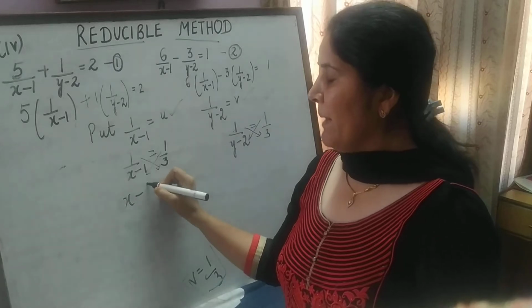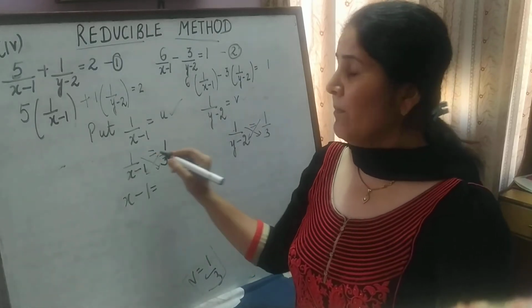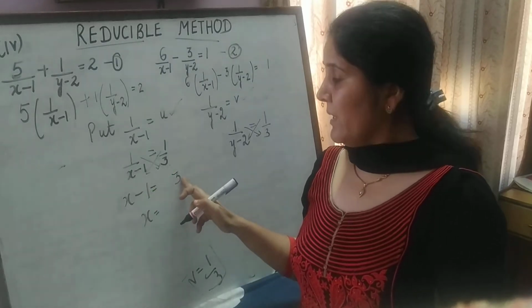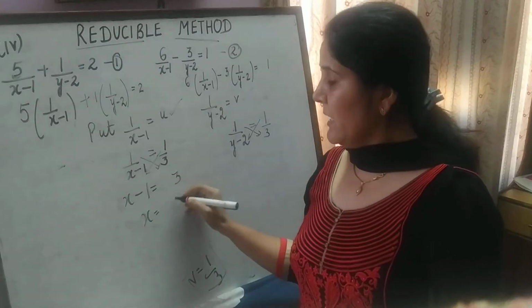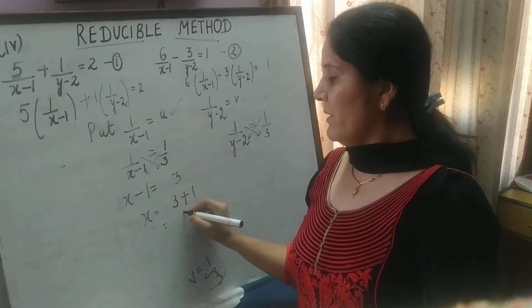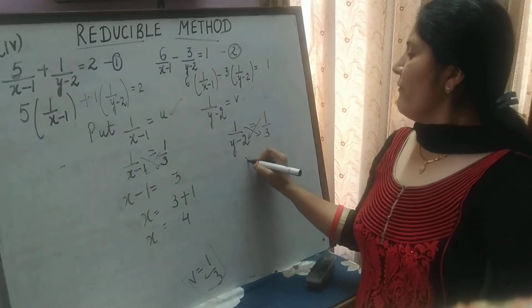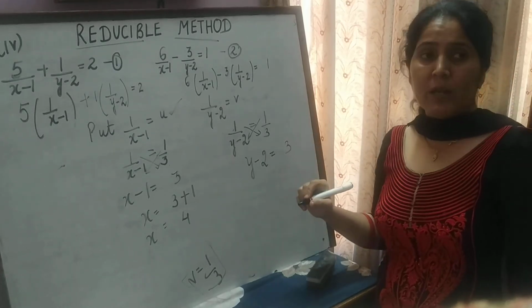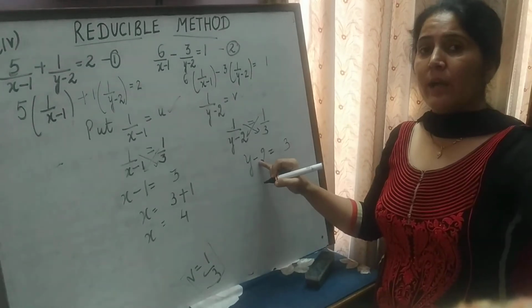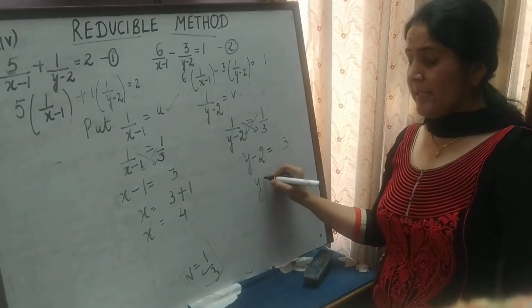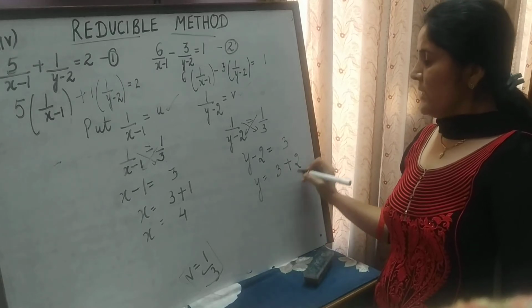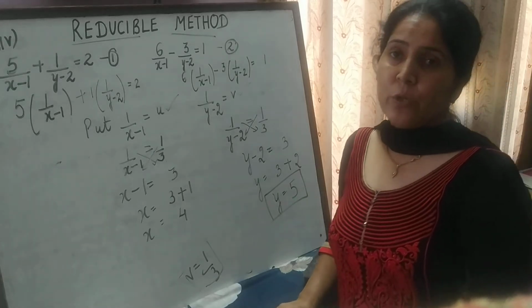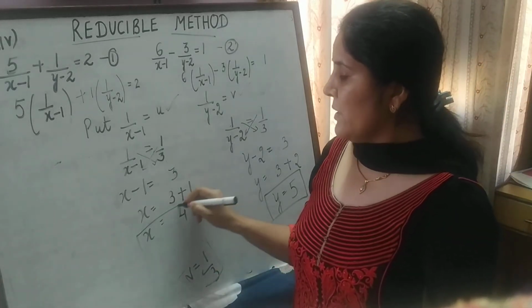x minus 1 multiplied with 1 is equal to x minus 1. 1 multiplied with 3 is equal to 3. x is equal to 3 plus 1 when it comes to this side, that is equal to 4. y minus 2 multiplied by 1 is equal to y minus 2. 3 multiplied by 1 is equal to 3. When minus 2 comes to this side, the sign will change and it will become positive, and you can see the value of y is equal to 5, and the value of x is equal to 4.